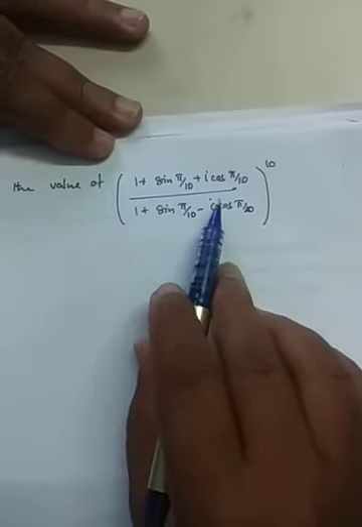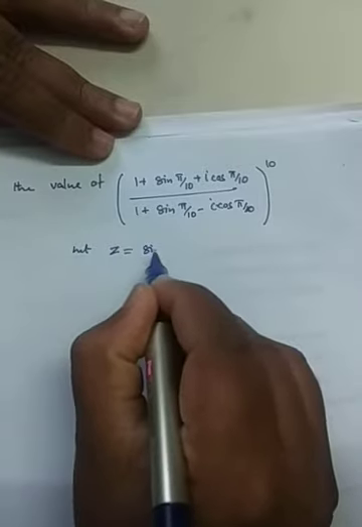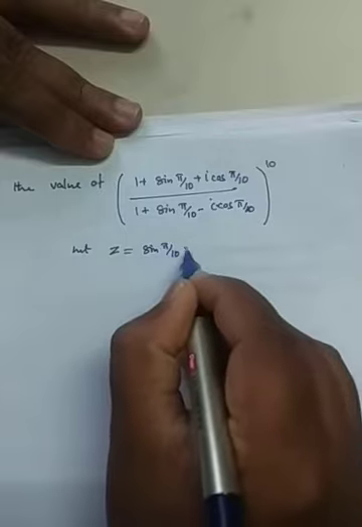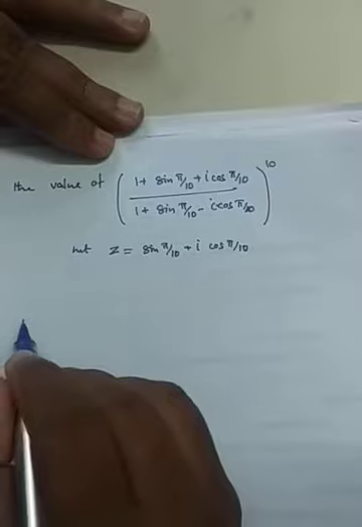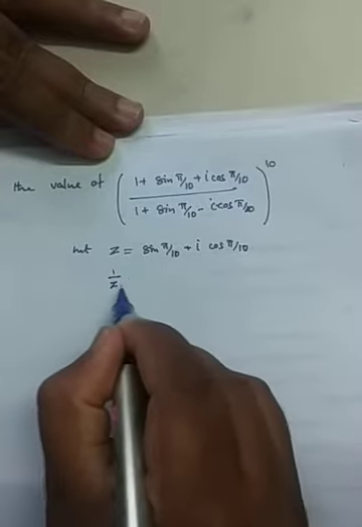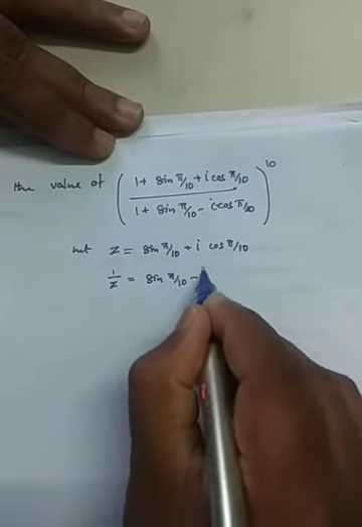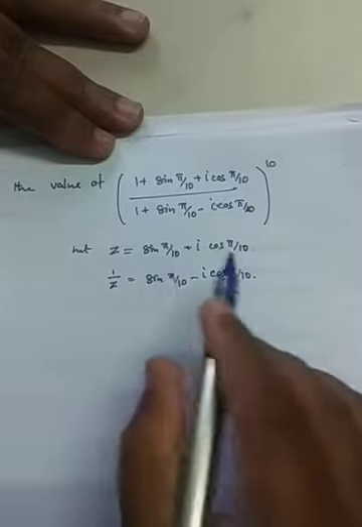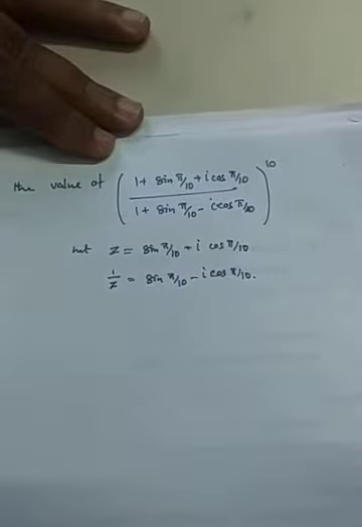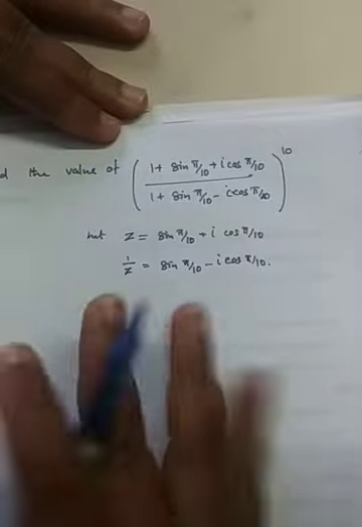So now what we are going to do is take z equals sine pi by 10 plus i cos pi by 10. Now the value of 1 by z will be sine pi by 10 minus i cos pi by 10. This is the result. Okay, mod z will come as 1. You can check it here, there is no issue at all. So we are not going to think about it here. The conjugate is 1 by z, so write it.